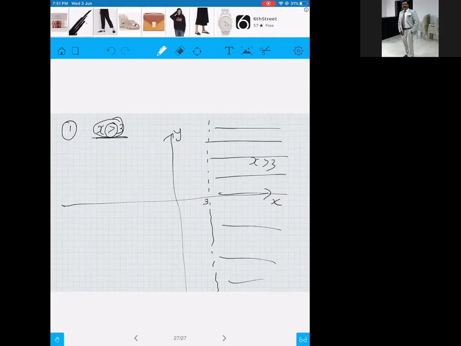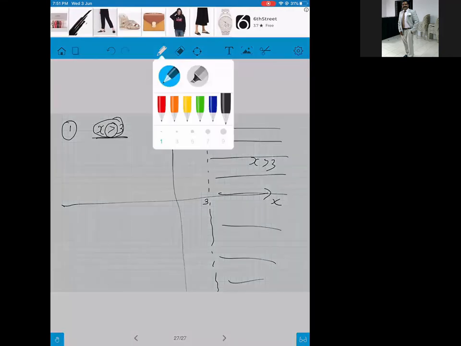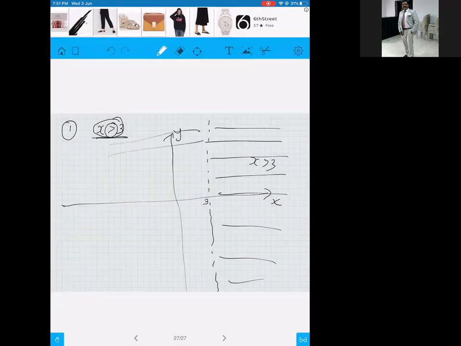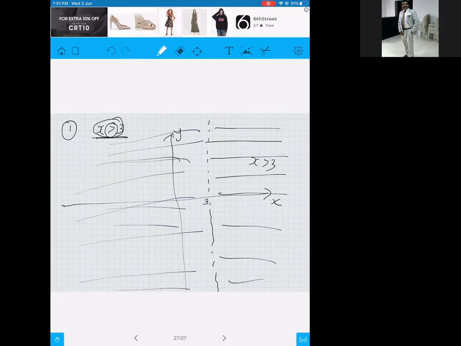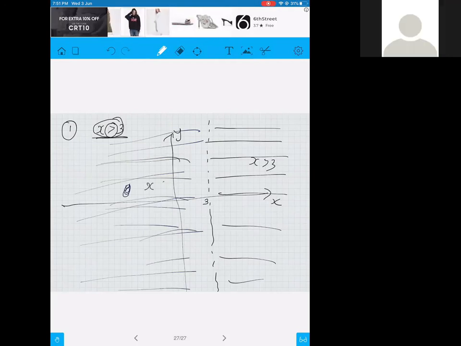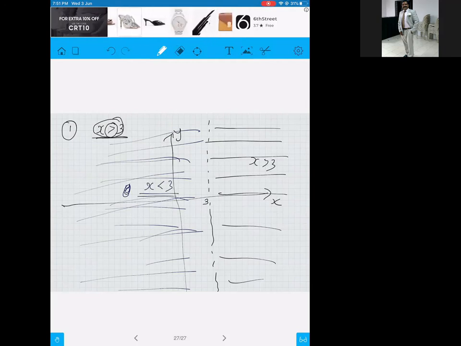x greater than 3. So what about this region, my dear students? What is this region? x less than 3. Yeah, very good. This region is x less than 3.